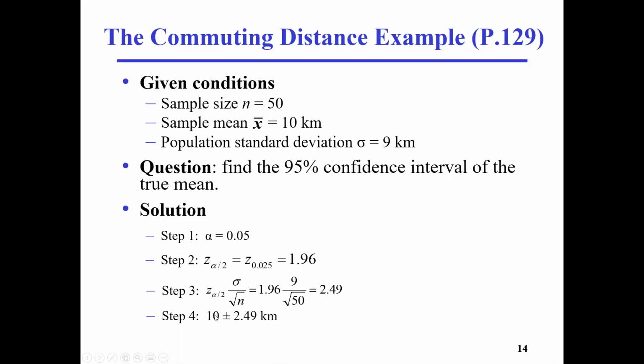Okay, so this is the 95% confidence interval of the true mean, the population mean. So the exact values should be 7.51 and 12.49, and the true mean, the population mean, should be within this confidence interval with 95% confidence level. Okay, so you can see that it's not complex. You just follow these steps one by one. Find alpha, then find z half alpha, then calculate this specific term, and then you use your sample mean to plus and minus this specific value you just found for this confidence interval.